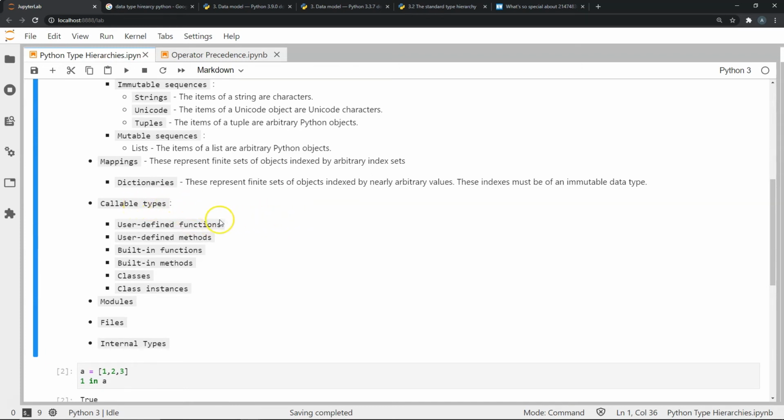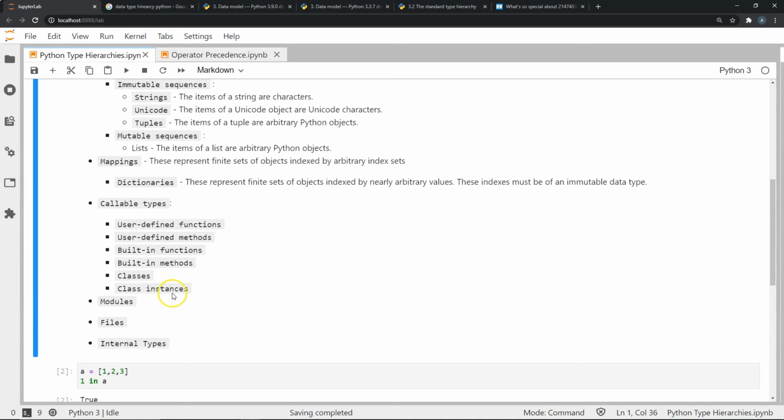The next types are callable types, such as user-defined functions, user-defined methods, built-in functions, built-in methods, classes, and class instances. Callable types as a whole are invoked using the call operation, and this is something that we will learn when we start learning about functions, object-oriented programming, and methods.